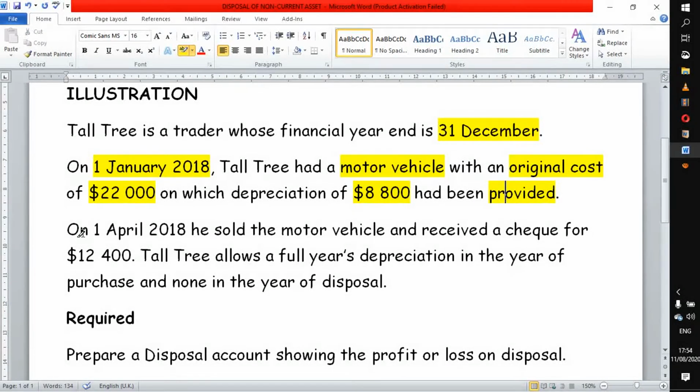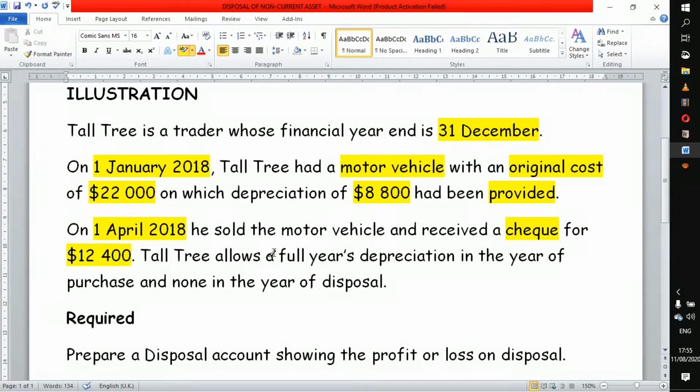So what happens next? On 1 April 2018, he sold the motor vehicle and received a check. So when the motor vehicle was disposed of, Toll Tree received a check of 12,400 in respect of this motor vehicle, which means the buyer paid 12,400.